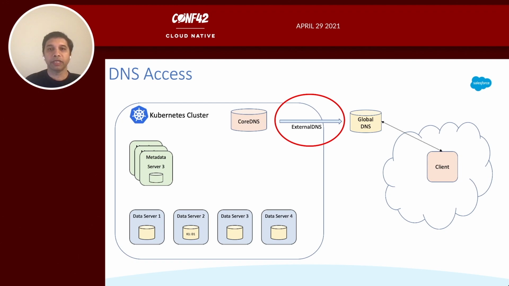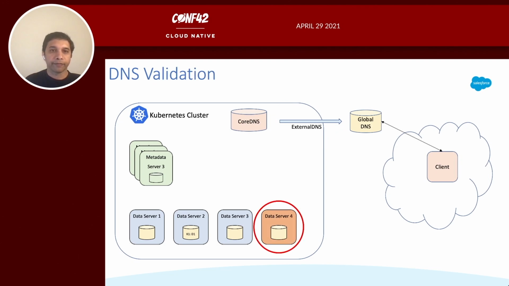It makes sure that those DNS records are available in global DNS. And once they're available in global DNS, the client is able to then contact your data servers and communicate with them effectively. Now, one challenge with this approach is that external DNS only runs periodically, every minute or so. So your DNS records are not immediately available in global DNS.